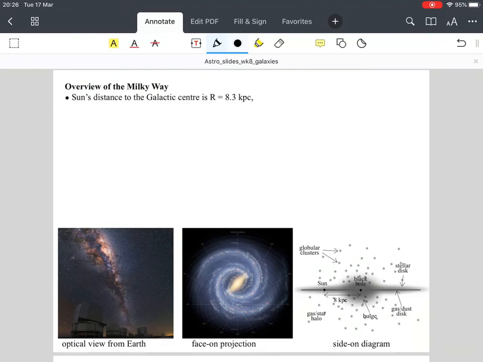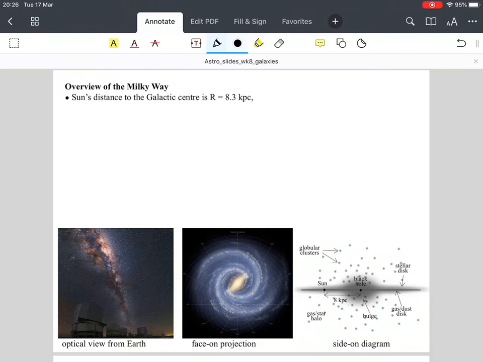And if you then look side-on, you see that this spiral disk structure is thin. You can also see that above it, there are some other stellar clusters, and that the central region is a bulge, which is a bit thicker and has a higher density of gas and stars than out in the disk. So that's a quick overview of the Milky Way.